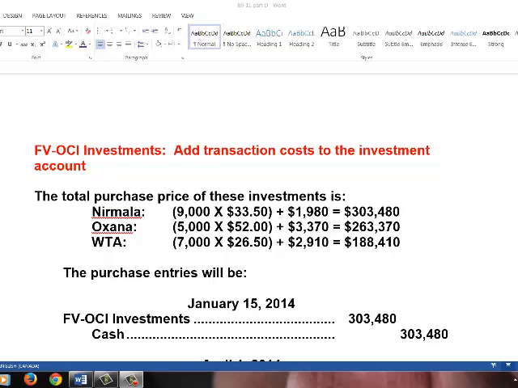So in this particular portfolio of investments held by a corporation, they have three different companies in which they have shares. They have shares in Nirmala, Oksana, and WTA. We know that in Nirmala they have 9,000 shares that they bought at $33.50 a share. Oksana, 5,000 shares at which the corporation bought them at $52 a share, and 7,000 shares of WTA at which the corporation paid $26.50 a share.